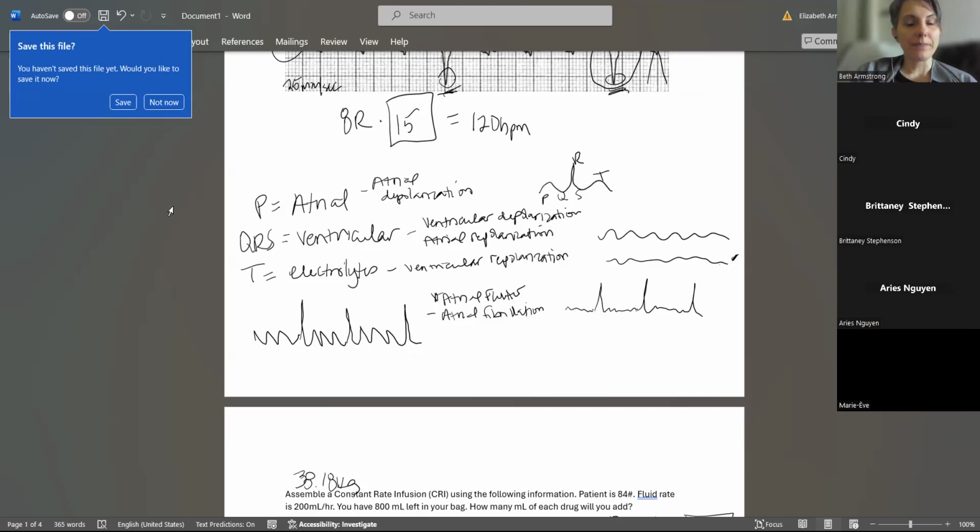Yeah. Okay. Is it flutter first and then fibrillation? Or are they just two really different things? Yeah, they're two different, separate things.